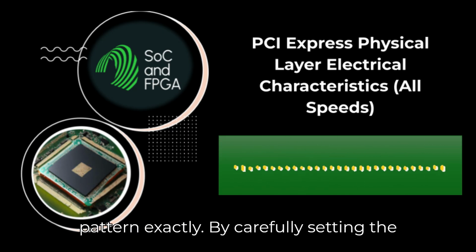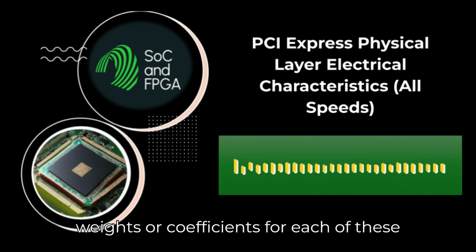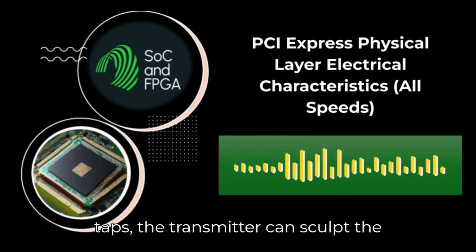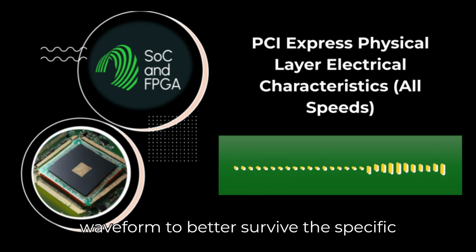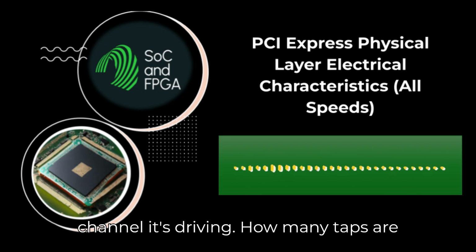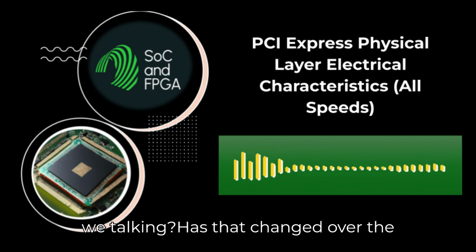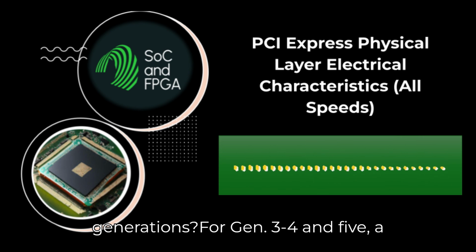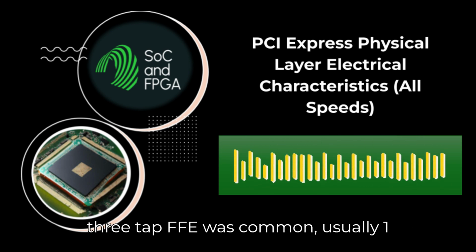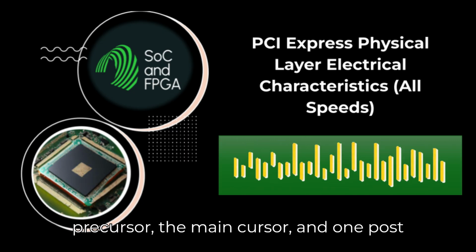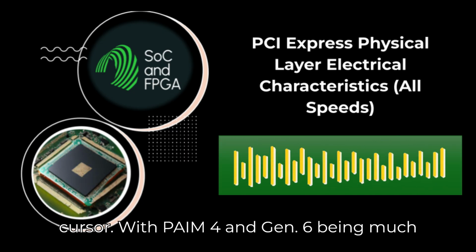Exactly. By carefully setting the weights or coefficients for each of these taps, the transmitter can sculpt the waveform to better survive the specific channel it's driving. How many taps are we talking? Has that changed over the generations? For Gen 3, 4, and 5, a 3-tap FFE was common, usually one precursor, the main cursor, and one post-cursor, with PAM4 and Gen 6 being much trickier.